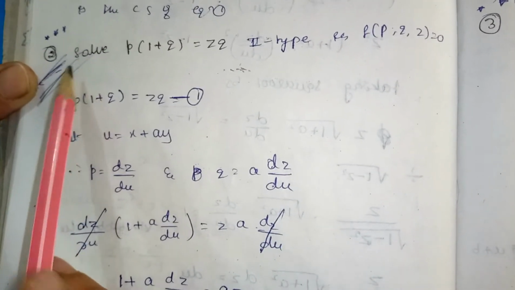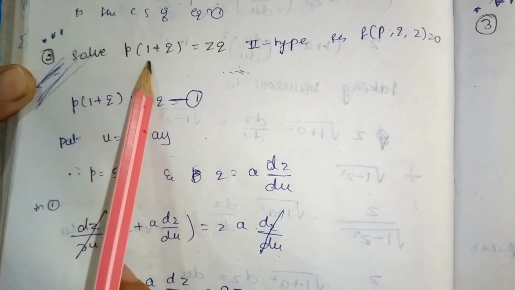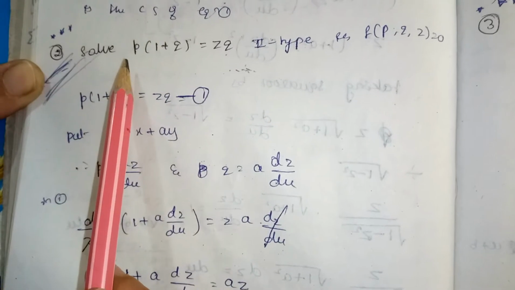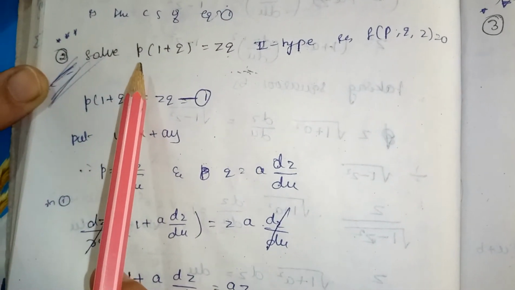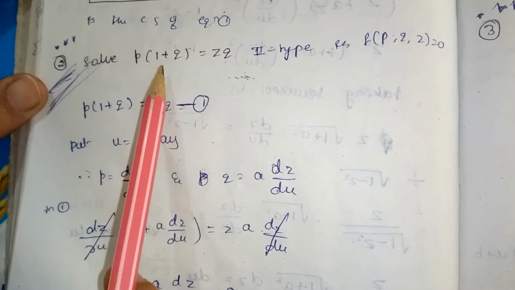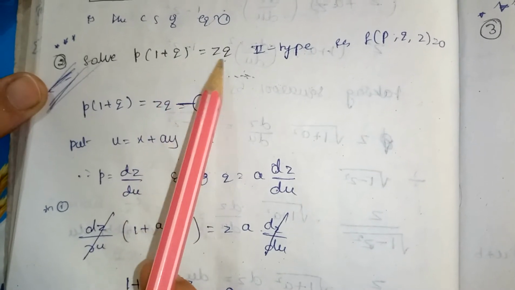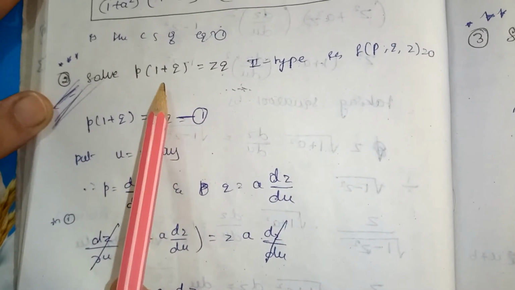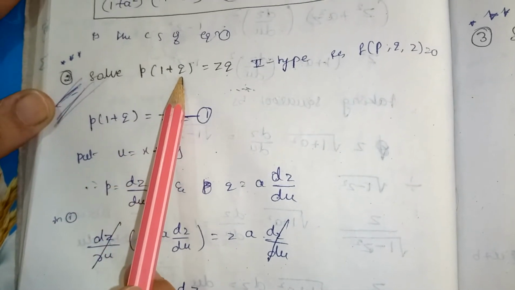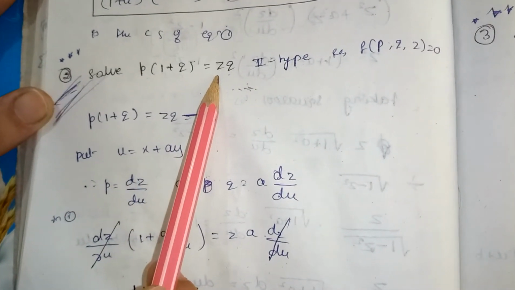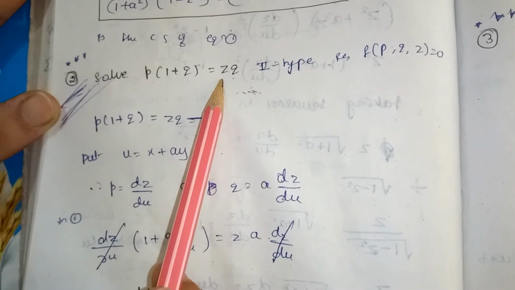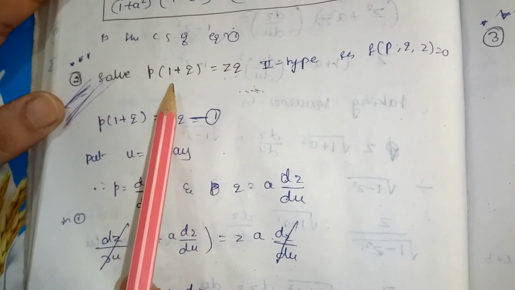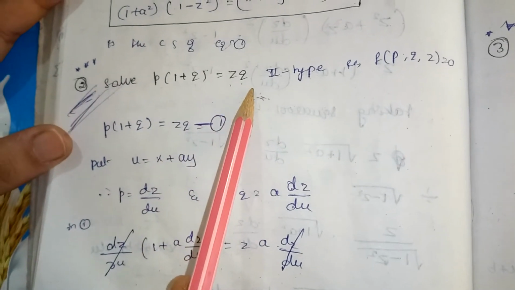The question asked is of this type: solve p of 1 plus q is equal to z into q. This question is asked for 5 marks. Observe whether it is type 2 or type 1. How to check whether it is type 1 or type 2? If only p and q are present, then you say type 1 non-linear PDE. But here, observe that p is present, q is present and z is present. Therefore it is a type 2 non-linear PDE. You know how to solve the second type of non-linear partial differential equation.